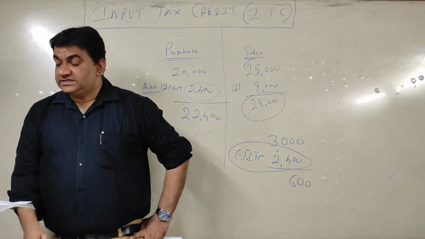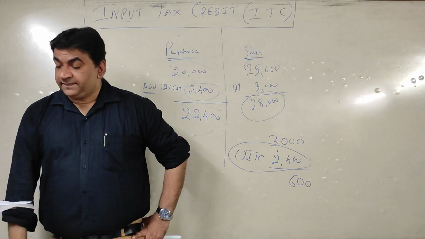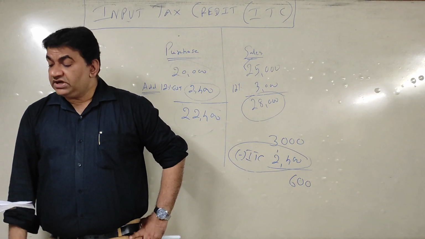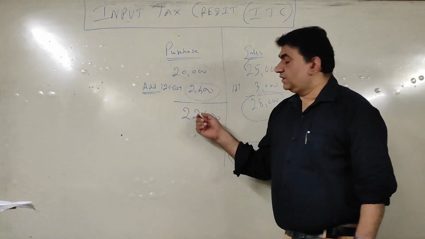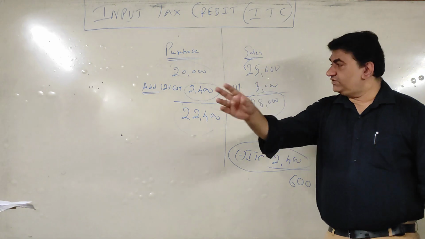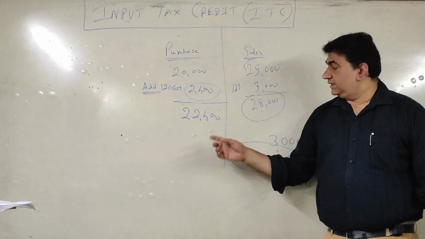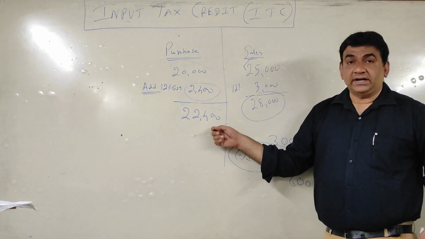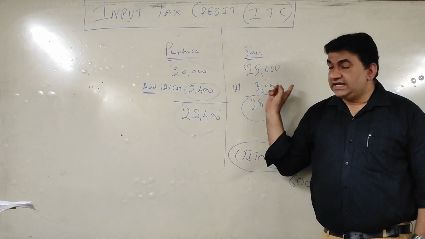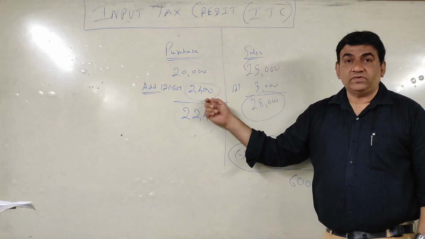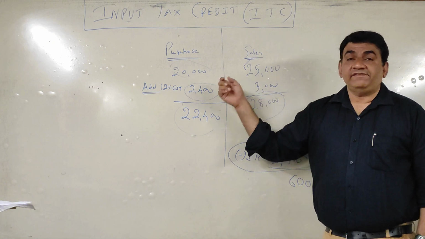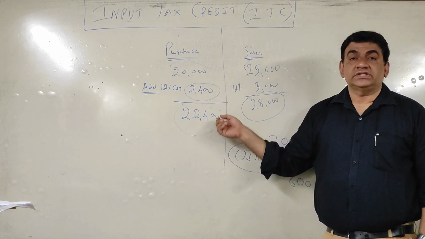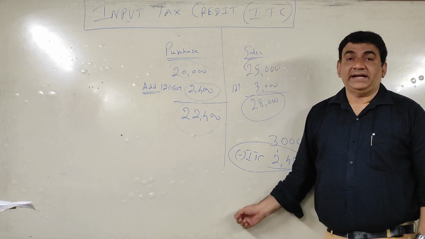Let's continue. Second, conditions. Now see, A, possession of tax paying document. This bill, when you made the payment, many things will be explained on the basis of this example only. You paid this 22,400. When the seller has collected GST from you, he has to issue a tax invoice. If he has not issued a tax invoice, you cannot claim ITC.